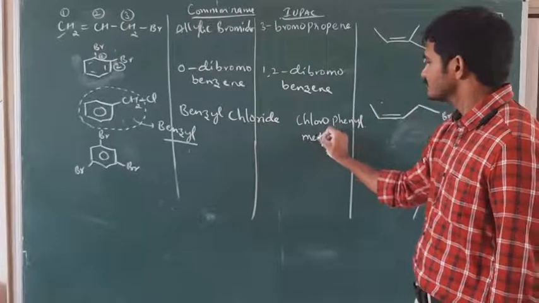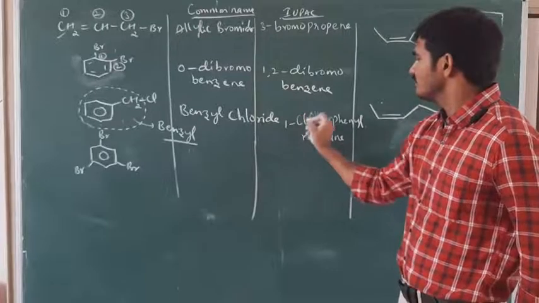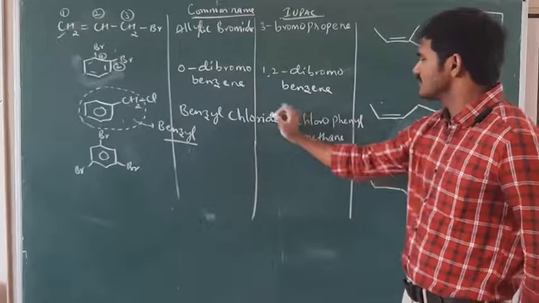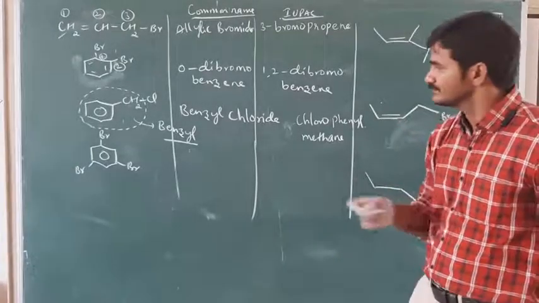So chlorophenylmethane. If you want, you can use numbering also: 1-chloro-1-phenylmethane. Because methane means only one carbon, methane itself contains one carbon, so there is no need to mention one again.